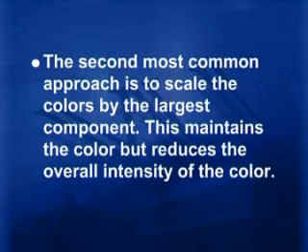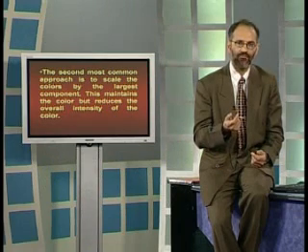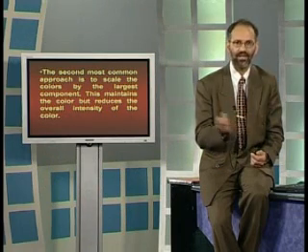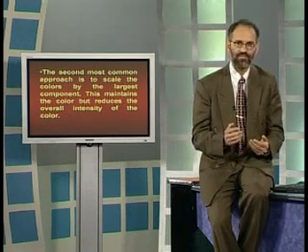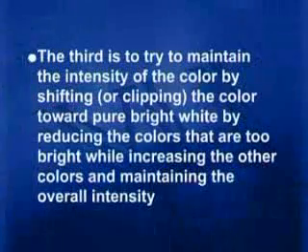The second approach, which is most common, is to scale the colors by the largest component. And this maintains the color, but it reduces the overall intensity of the color. आपके पास तीनों एड अप होके सम अप होके जो वैल्यूज आई हैं उनमें जो लार्जेस्ट कंपोनेंट वैल्यू बनी है उसके जरिए आप डिवाइड कर दीजिए सारों को. You are going to have scaled values, but इसके अंदर भी इंटेंसिटी पे कॉम्प्रोमाइज हो जाता है.